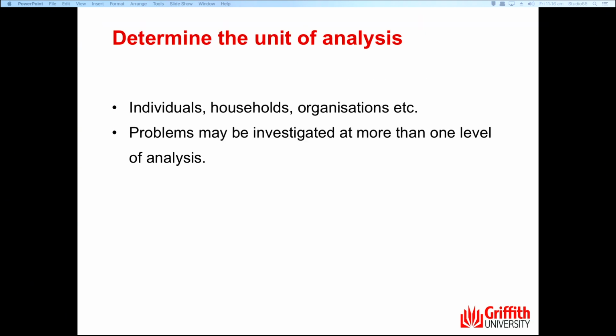Once you do that, you can look at the unit of analysis. Are you analyzing individuals? Are you analyzing households? Are you analyzing a particular organization? Problems may be investigated at more than one level of analysis. If you wanted to explore, for example, perception toward housing, you have to look at the individual, and at the family: why do people move to a particular neighborhood? You have to look at what is actually the real unit of analysis.